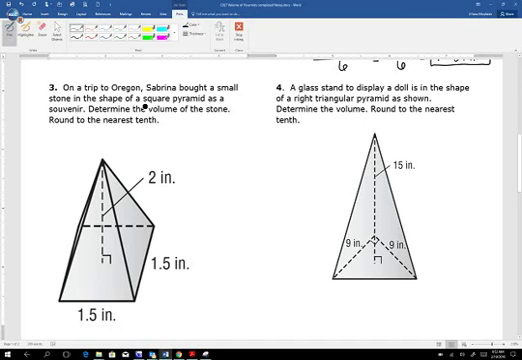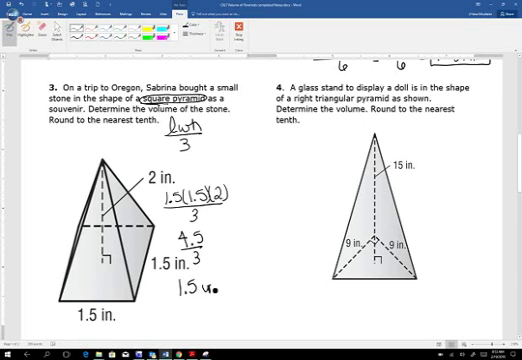Remember, number 3, it does say it is a square pyramid, but we know that squares are also rectangles. So for a square pyramid, we would do length times width times height divided by 3. We have length times width times height because it is a rectangle, divided by 3 because it is a pyramid. You have the length of 1.5, the width of 1.5, the height of 2, divided by 3, which would give you 4.5 divided by 3, and the volume of the pyramid would be 1 and 5/10 inches cubed.